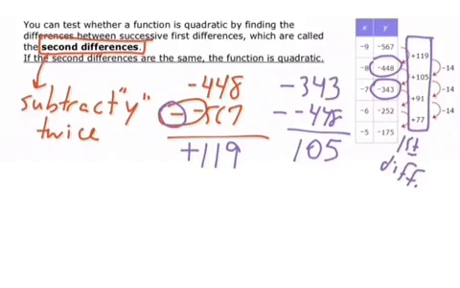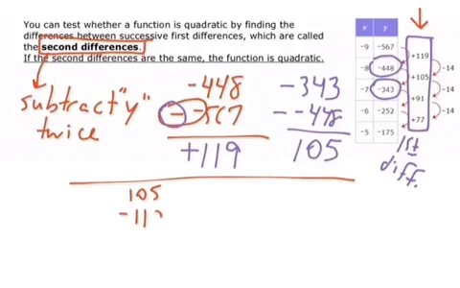So now you have to do your second differences. So to do the second differences, you'll be subtracting these numbers. So 105 minus 119, I get negative 14.